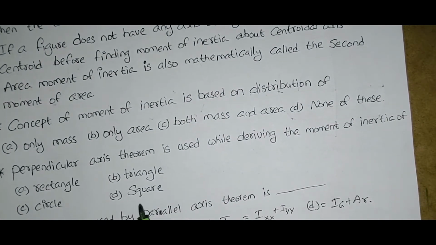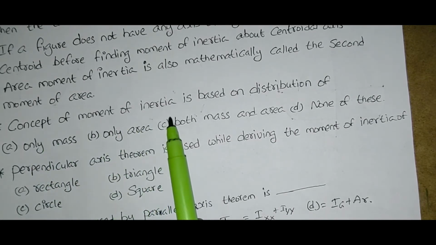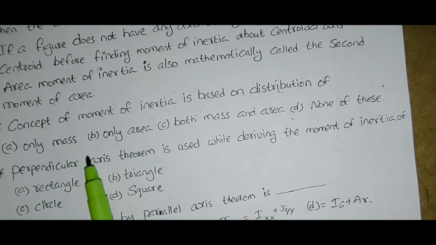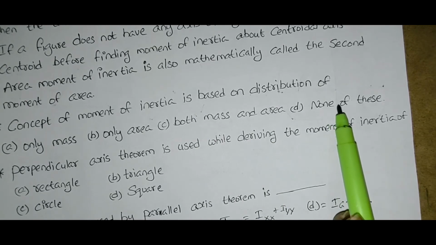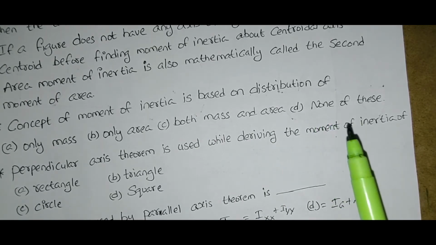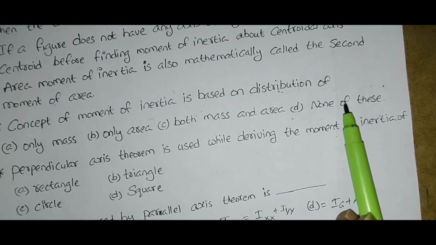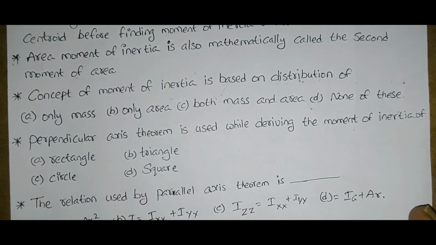Okay, it is called the second moment of area. Now we will see these important bits under moment of inertia. Concept of moment of inertia is based on distribution of: first option, only mass; only area; both mass and area; none of these. See here some questions, in the fourth option mostly we can find "all of the above" or "none of these". This type of questions we can see nowadays in our examination, right?